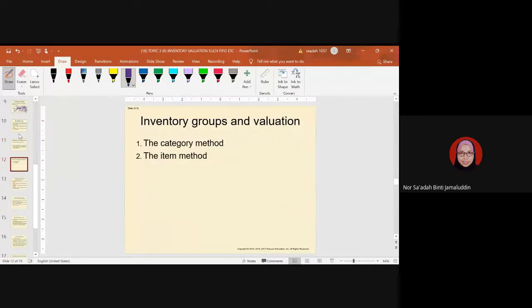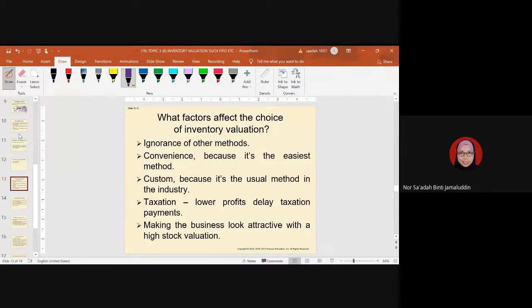Okay, this is the inventory groups and valuation. Sometimes we use the category method, sometimes use the items method. Kadang-kadang kita record by category, kadang-kadang kita record by item. Maybe category tu kita record asset je. Kadang-kadang item tu kita record pensel satu item, record pensel semua pensel, buku semua buku. So itu ikut item. What factor affect the choice of inventory valuation? Apakah faktor-faktor lah yang bagi kesan kepada pemilihan inventory valuation?